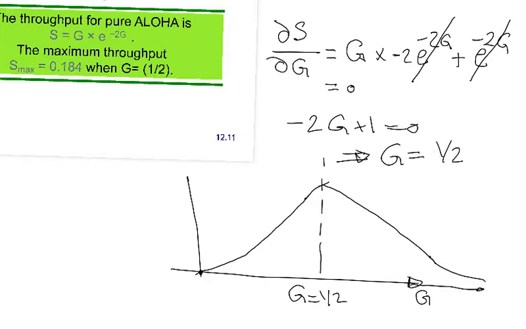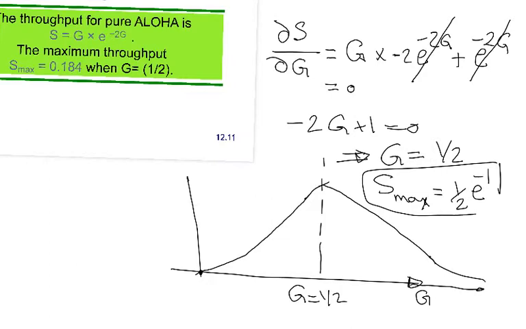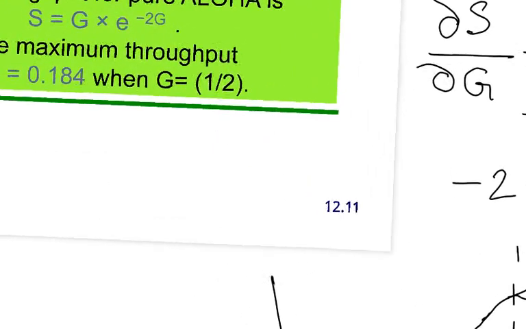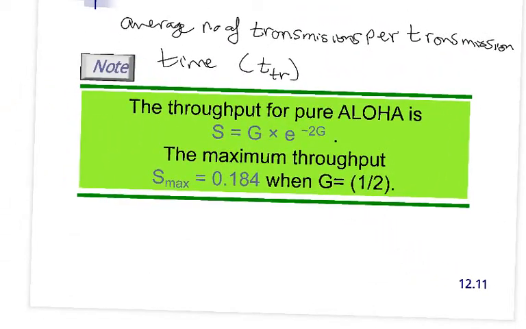So we will have minus 2g plus 1 equals 0, which means that g is equal to 1 over 2. The maximum S in that case is S max equals half e to the power minus 1, which is around 0.184, or 18.4%. This is the efficiency of the system, or the maximum throughput that we can get from a pure Aloha system.